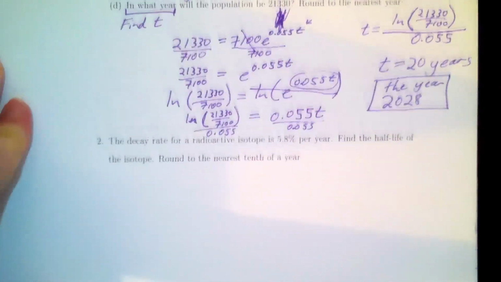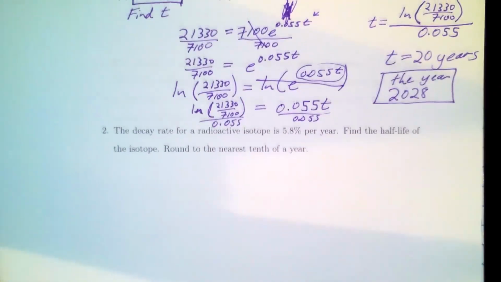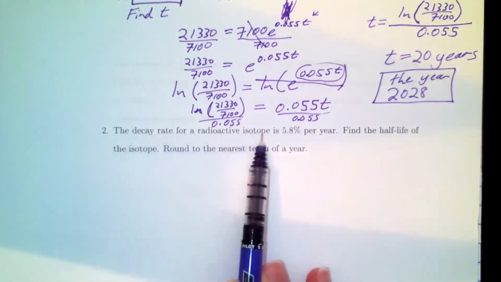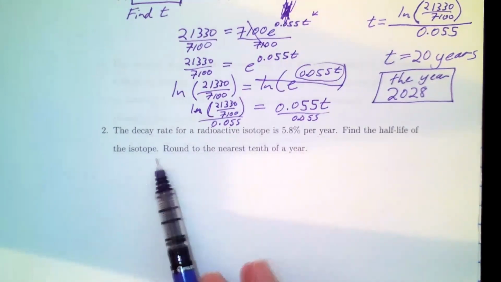All right. So now we want to move on to number 2. But to do number 2, I need to take a detour and talk about a concept that I haven't quite discussed yet. Let's read it first. It says the decay rate for a radioactive isotope is 5.8% per year. Find the half-life of the isotope.